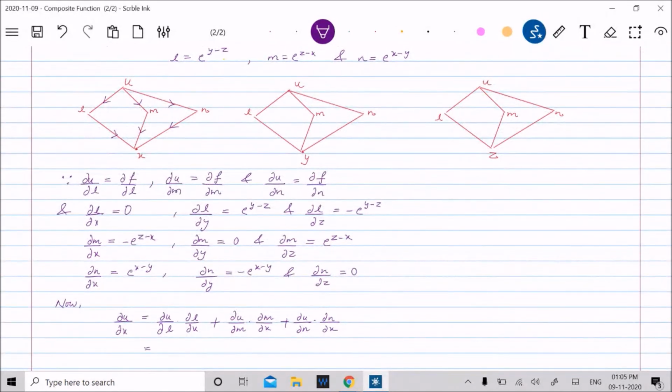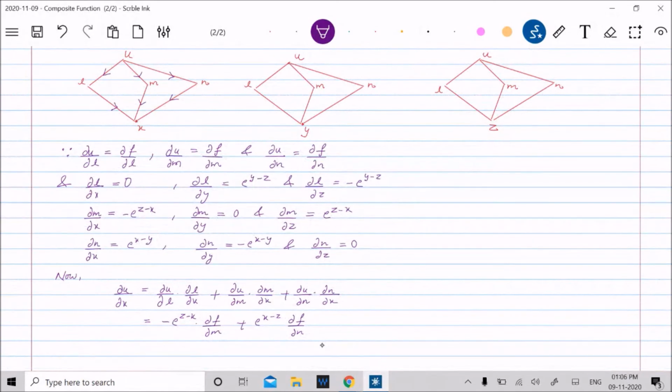Now using the partial derivatives, del U by del L was del F by del L, del L by del X was 0, and del U by del M was this, and del M by del X, minus e to the power z minus x times del U by del M, that is del F by del M. Del U by del N is fine. Del N by del X is plus e to the power x minus z del F by del N. This is the first partial derivative of U with respect to x.